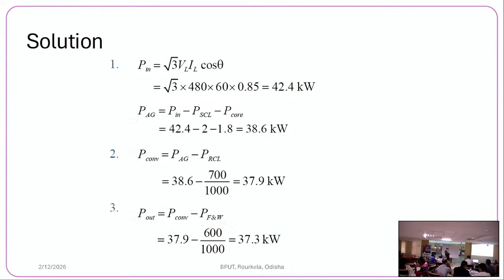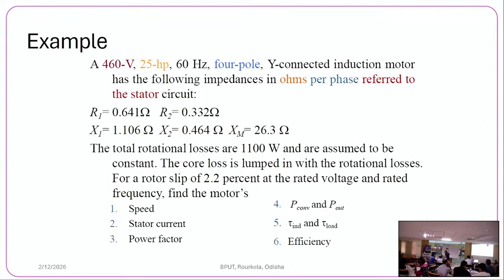This one we have done here. Slip is given as 2.2%. So NS is 1800 RPM, so you have got the speed here. The mechanical speed is multiplied by 2 pi by 60, which gives the speed in radians per second. P out is 20 HP into 746, divided by that speed, which is the load torque. Then induced torque is P converted by 2 pi N by 60. And efficiency you will get by output power by input power. Is it okay?